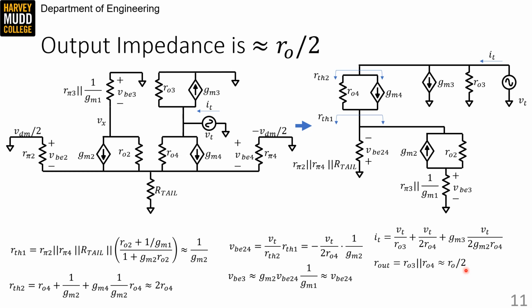Now, there's a handy way of remembering this, which is that many people's first instinct when they see this is to think, oh, I'm looking into the output, I see an RO3 going up and an RO4 going down, so the output impedance must be RO3 parallel RO4. It turns out that's right, but not for the reasons you think. You have to go through this whole analysis to show that the left side of the differential circuit doesn't mess with your R out.